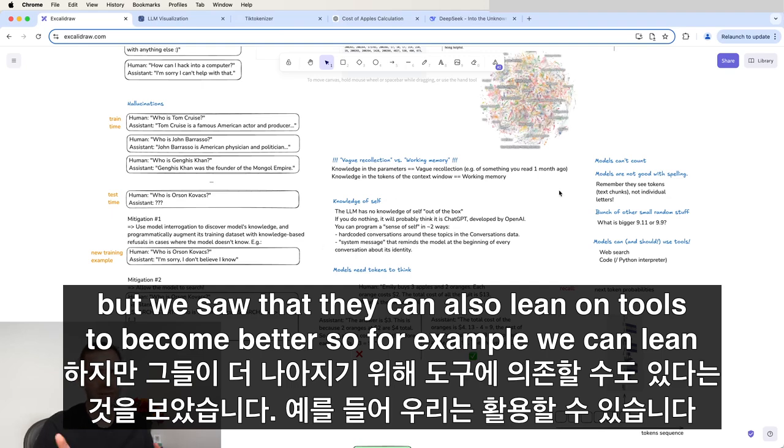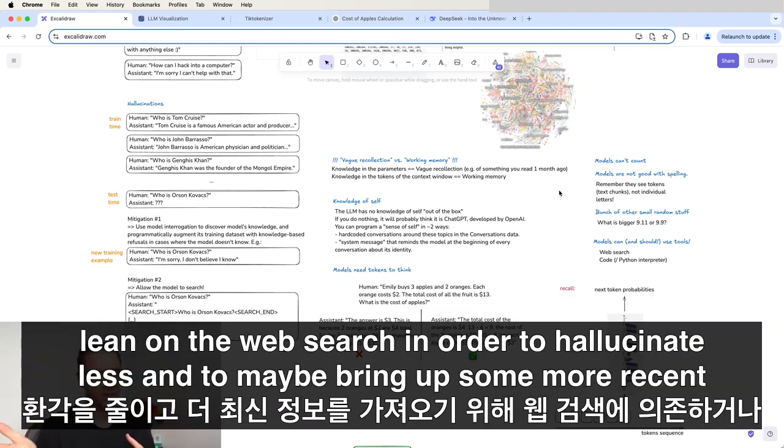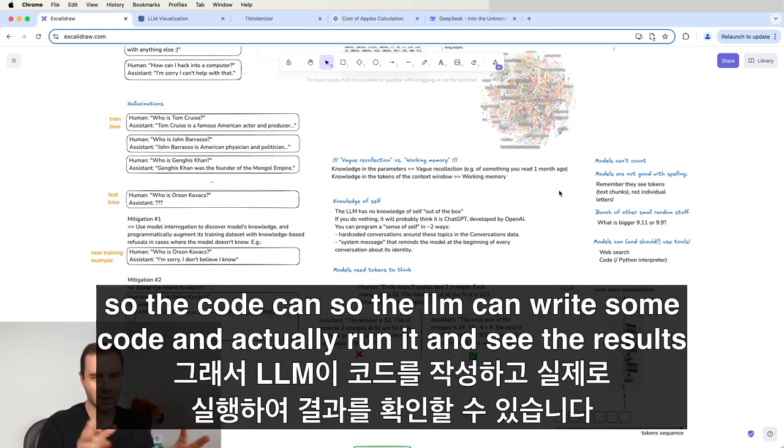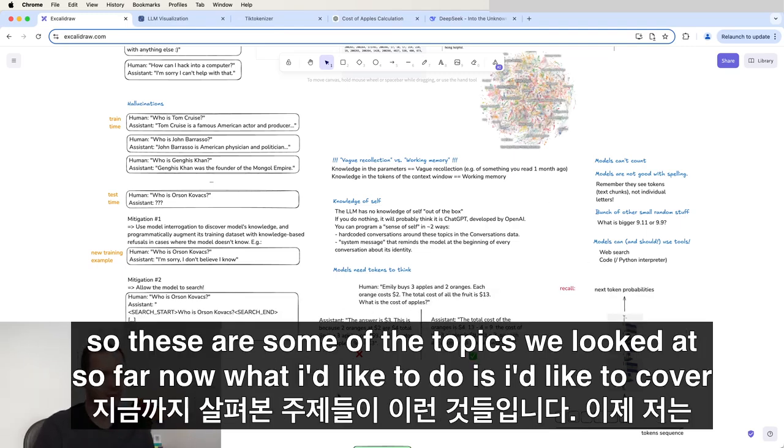So for example, we can lean on a web search in order to hallucinate less, and to maybe bring up some more recent information or something like that. Or we can lean on tools like code interpreter, so the LLM can write some code and actually run it and see the results. So these are some of the topics we looked at so far.